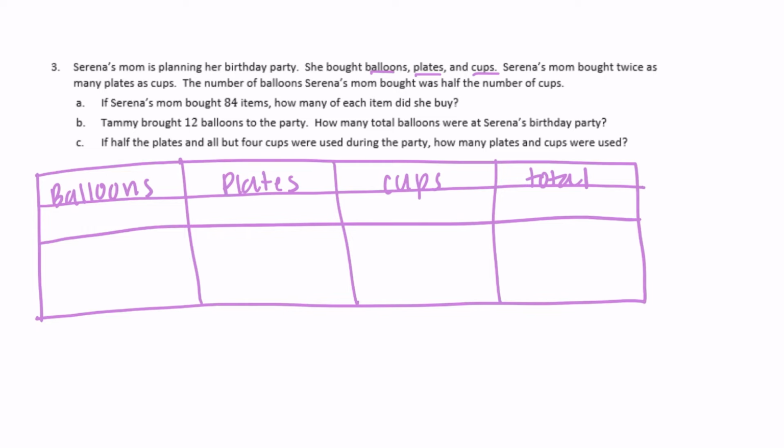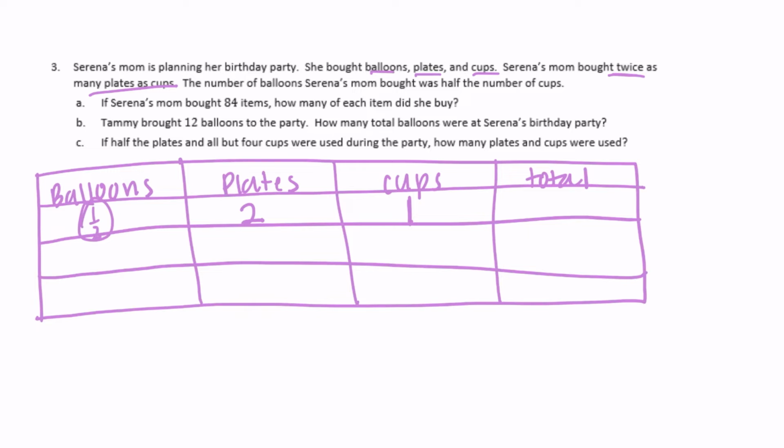So she bought twice as many plates as cups. So 2 plates for every 1 cup. And the balloons was half the number of cups. So half of a balloon for every cup. Now I don't want fractions, so what I'm going to do is multiply this to get this into a whole number. I'm going to multiply it by 2 to make it 1, because 1/2 times 2. So since I multiplied that by 2, let's multiply them all by 2.